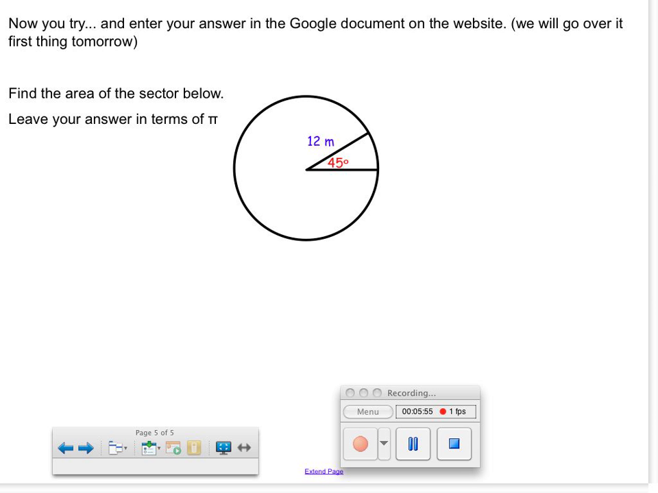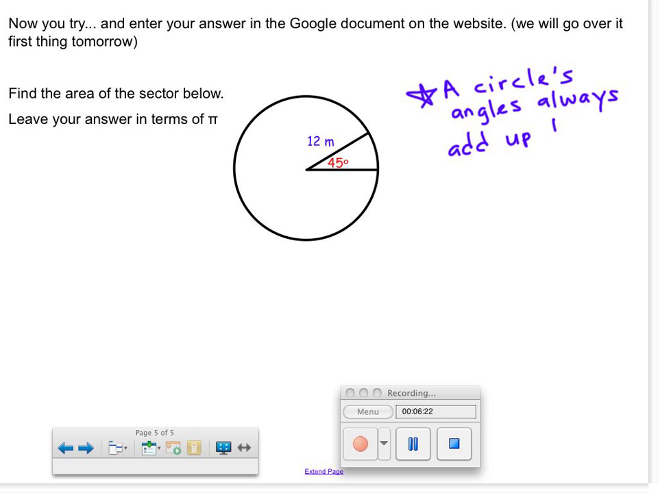There's one thing that you need to remember for this problem, and it's a little harder than the one with the pizza. You need to remember that a circle's angles always add up to 360. I'll write that so that you guys write it too. A circle's angles always add up to 360 degrees. So keep that in mind as you find the area of this sector.